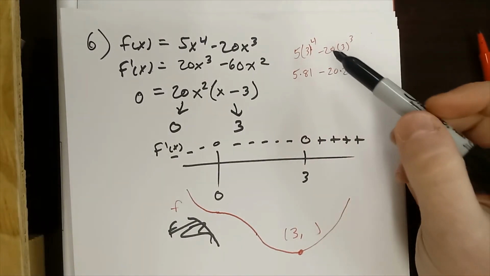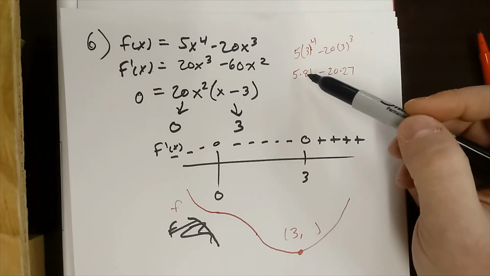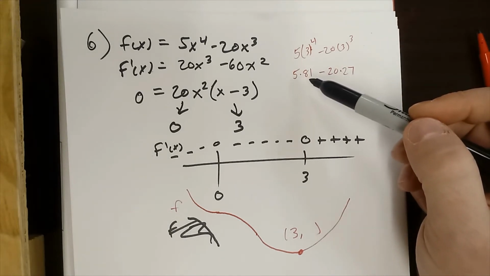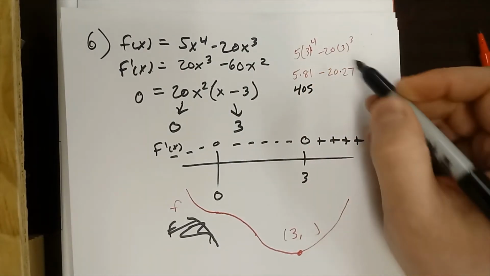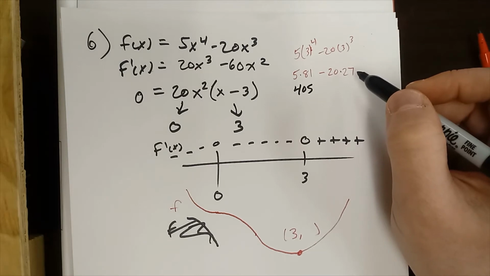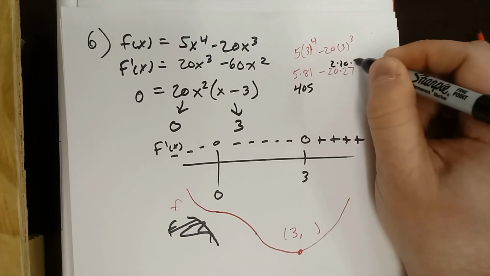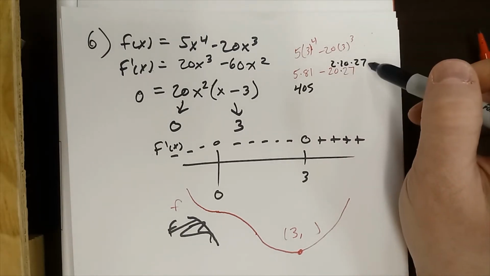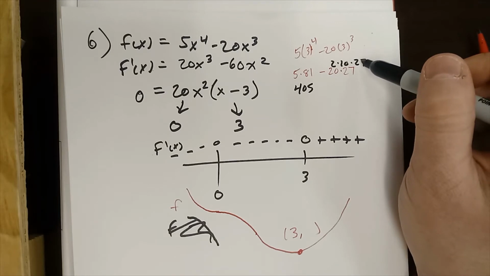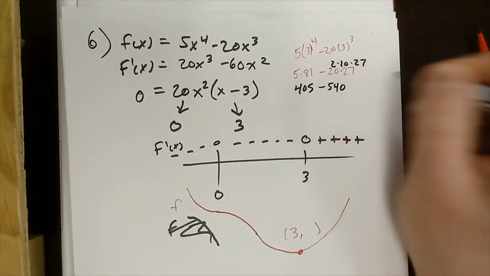5 times 81, well, it's going to be 5 times 80 is 400 plus 5 times 1. So 400 plus 5, so 405. 20 times 27, that's not as simple, but this is 2 times 10 times 27. So I could multiply those in any order, so I'll do the 2 times the 27 first and get 54, tack the 0 on, 540. So 405 minus 540.